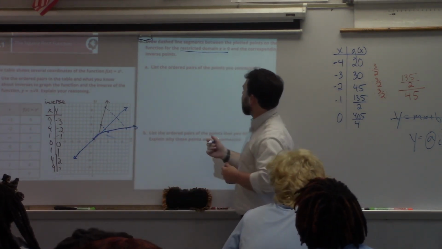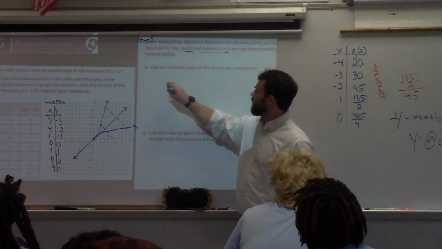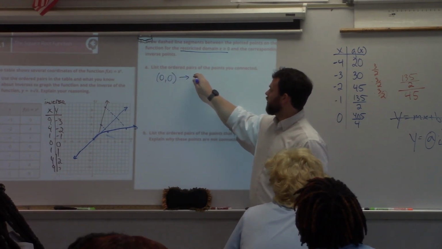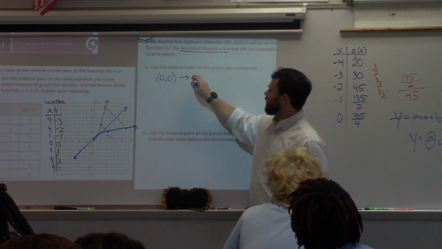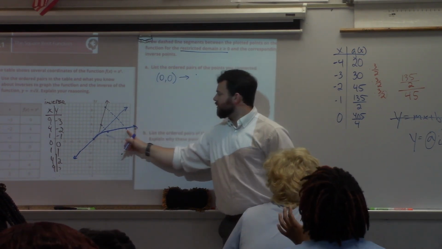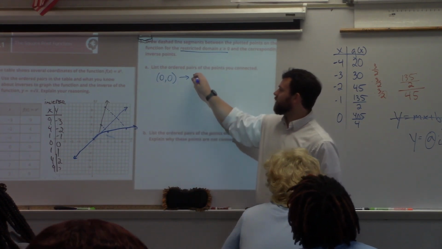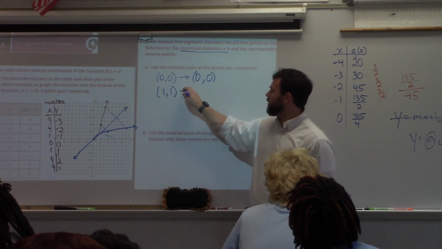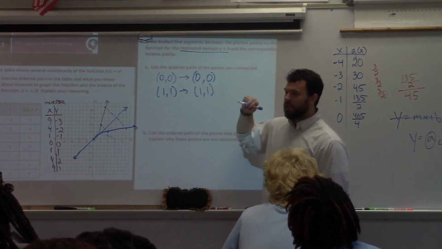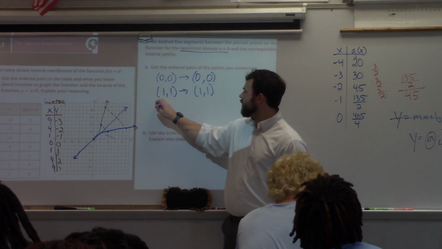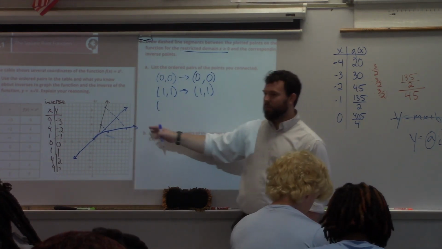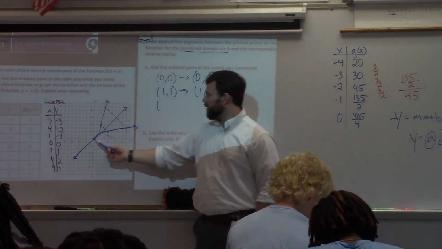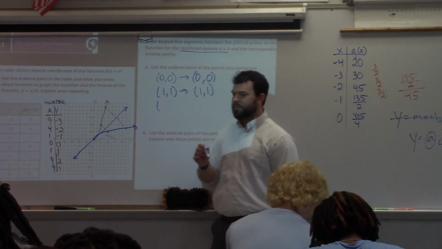So what are the ordered pairs that we connected? 0, 0 connected. Right. 0, 0 mapped to itself. What else? 1, 1 mapped to 1, 1. Okay? Traylon, give me another point that we mapped. Give me another point from here that we mapped to the inverse. So we did 0, 0 to itself, 1, 1 to itself.